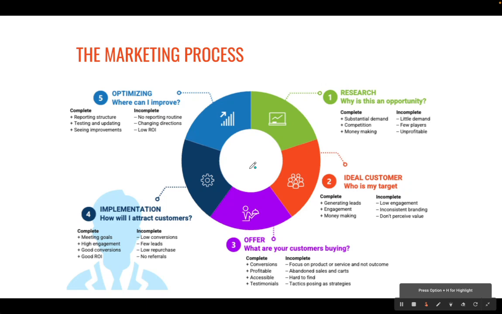And the key question you're trying to ask is, why is this an opportunity? Is this an opportunity? How big is this opportunity? That's what research is all about. It's literally about getting to know the audience, getting to know the market, and seeing if all of the success factors are there. You're going to notice that I have two little columns under each of these. The first one says complete, and the second one says incomplete.